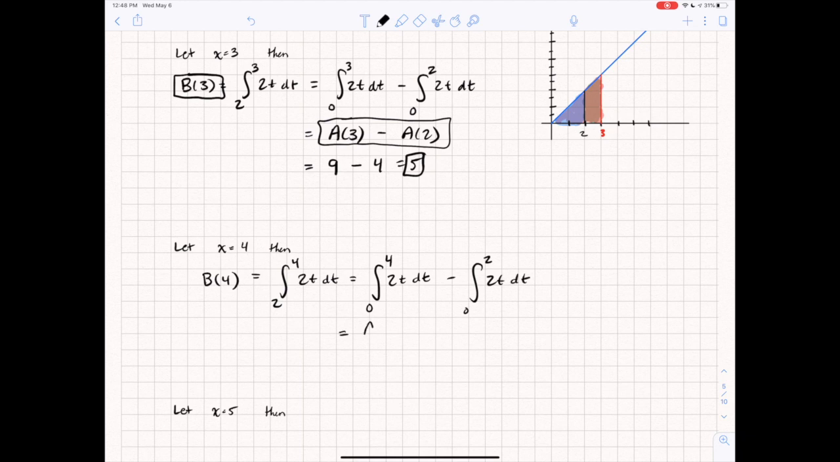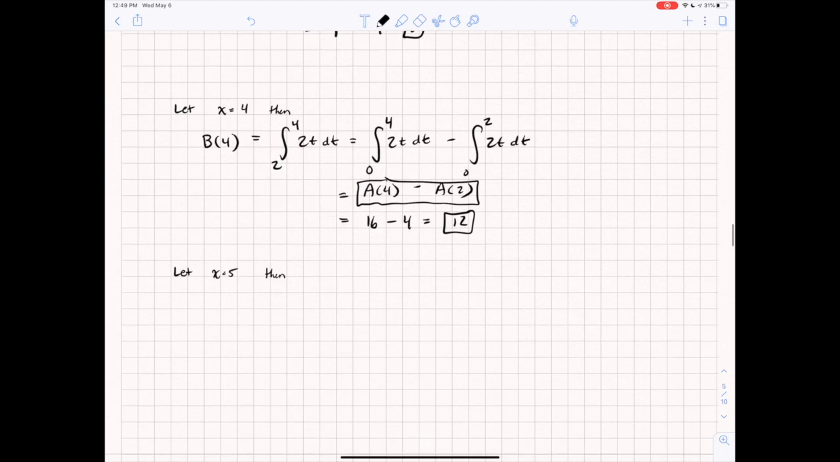Well, this is a of 4 minus a of 2, which is 16 minus 4, or 12. There's the actual answer to the overall problem. But again, I can actually define this in terms of a. Well, what about for x is equal to 5?